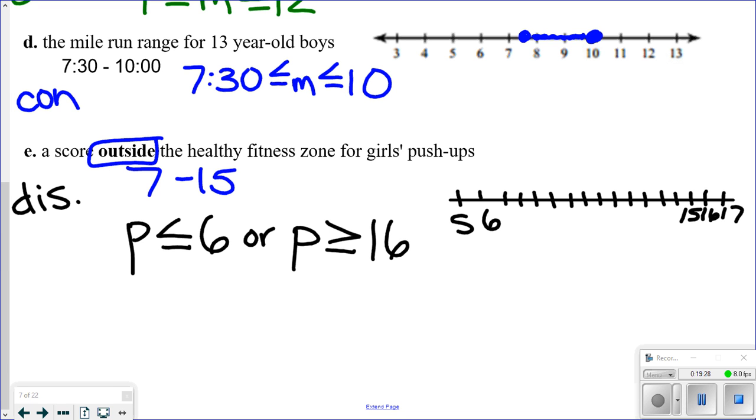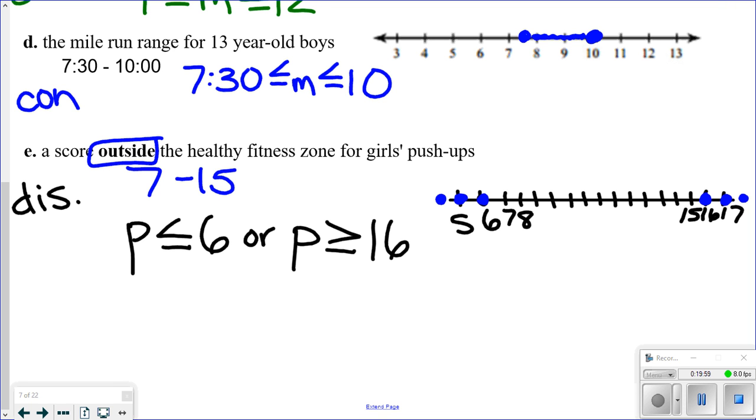So if we were to graph this one, 7 doesn't work, so don't put anything at 7 or 8. We need to start, 6 is outside, so that works. 5 is outside, 4, and so on. And then 16 is outside the healthy fitness zone, 17, 18, and so on. So this is a disjunction. We are going in opposite directions. We're shading out.